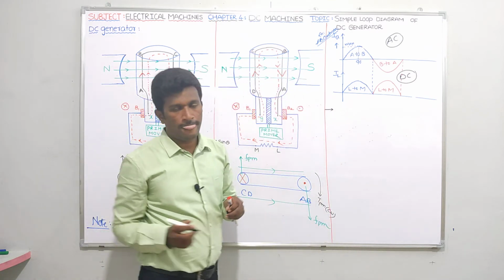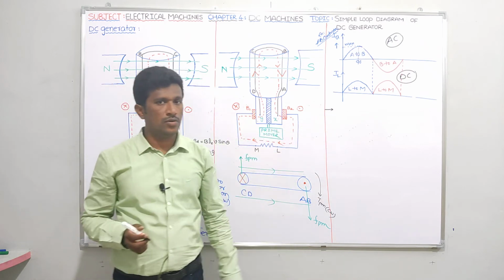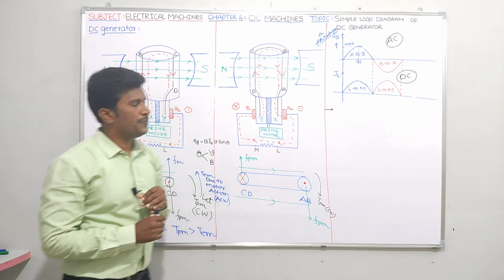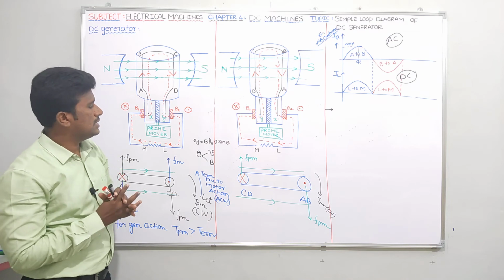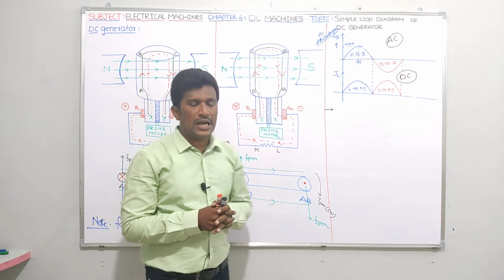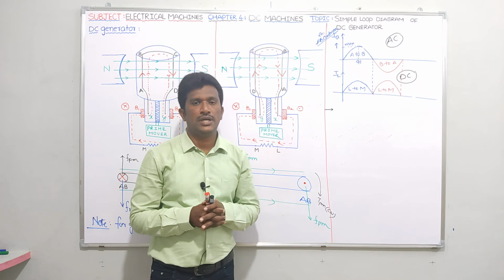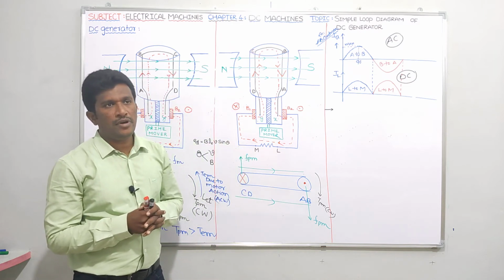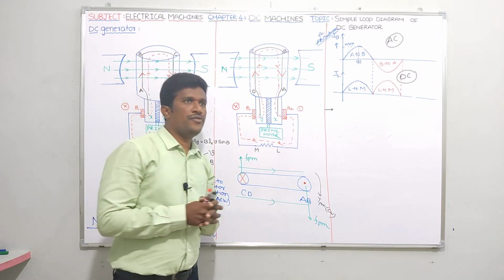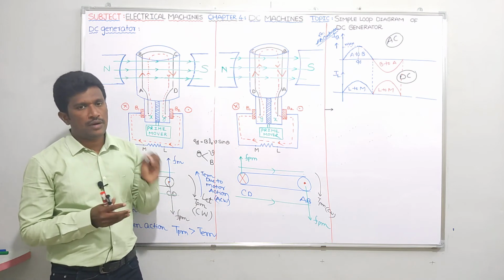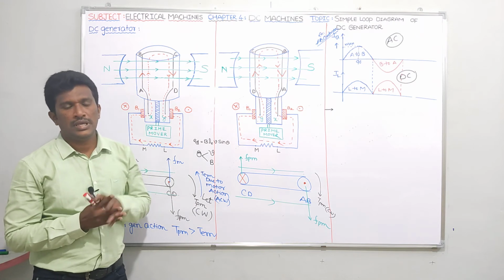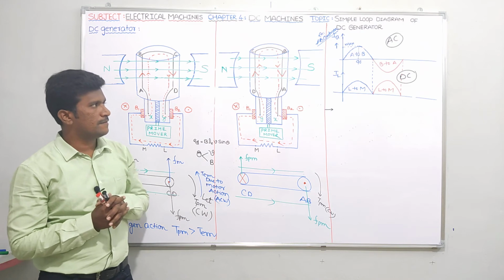Now first, please let me give one point here. Please note down in your notes. In DC generator, because of generator action, the type of EMF or current induced in armature winding is AC. Okay, AC. Okay, guys.